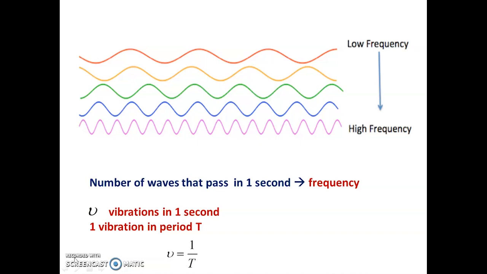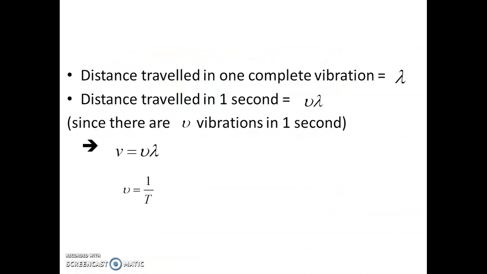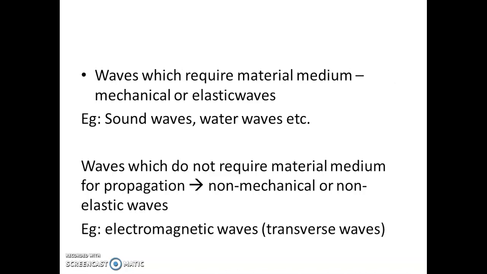So the number of waves that pass a fixed point in 1 second is referred to as the frequency of the wave. Say nu vibrations are possible in 1 second, and the time taken for one vibration is defined as the period T. So nu is equal to 1 over T. And the distance travelled in one complete vibration is the wavelength lambda. Since there are nu vibrations in 1 second, the distance travelled in 1 second will be equal to nu into lambda. And we say the distance travelled in 1 second is the velocity. So the velocity of the wave is v equal to nu into lambda, where nu equals 1 over T, where T is the period of the wave.